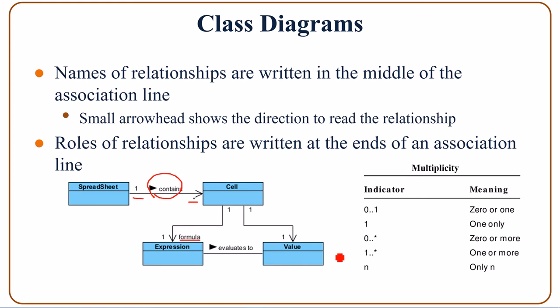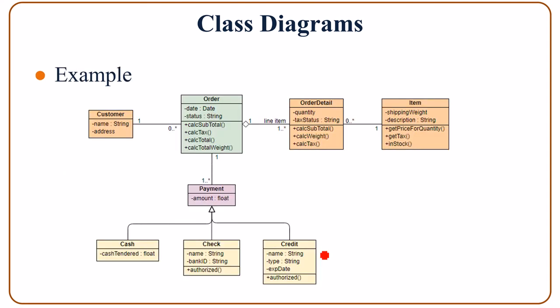On the right side of the slide, you have the table for multiplicity. We have the indicators for 0 or 1, only 1, 0 or more, 1 or more, only n, and actually there are more. Now let's look at an example.